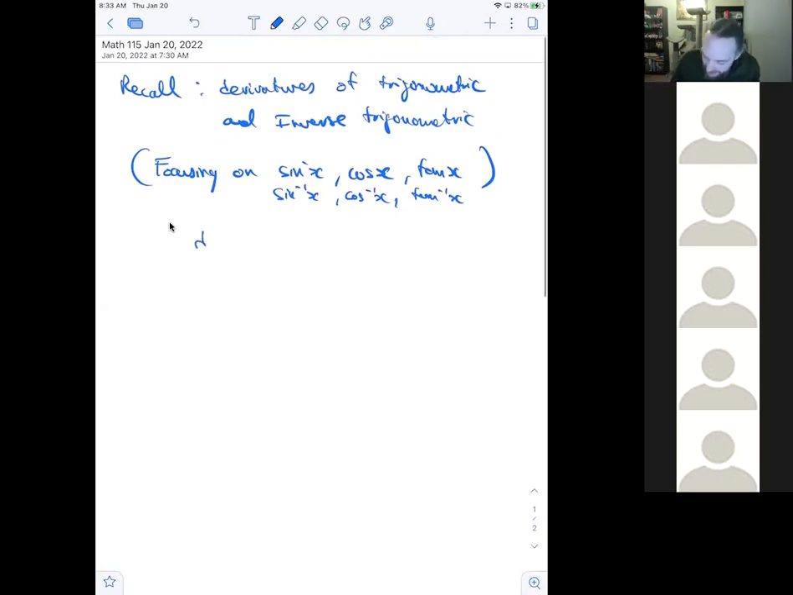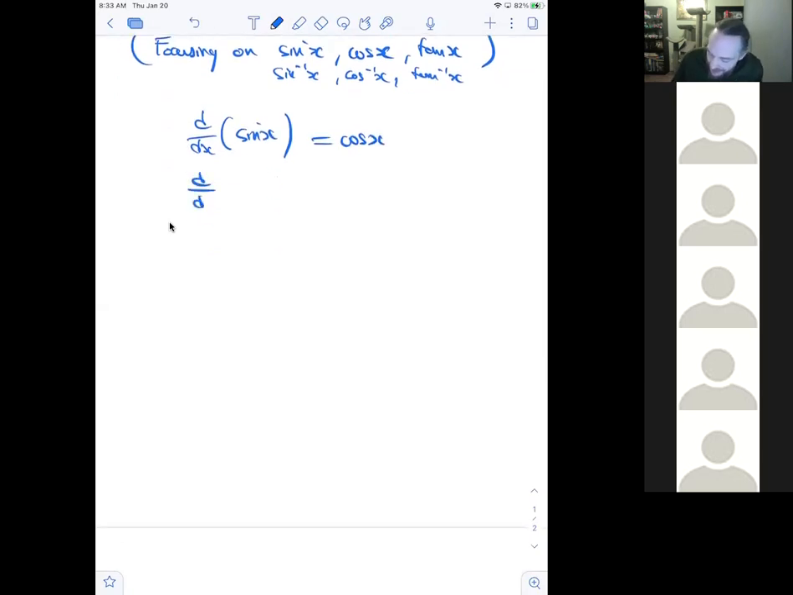So in particular, the derivative specifically of sine x is cos x. The derivative of cos x is negative sine x. And in particular, these derivative rules give us integral rules eventually, when we first start doing integration, which will be next week after L'Hopital's rule. But the idea is all of these derivative rules are integration rules eventually.